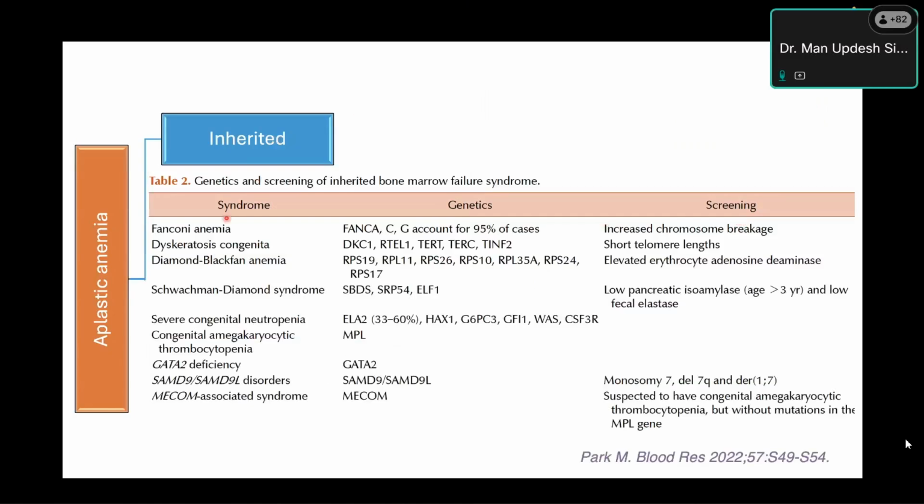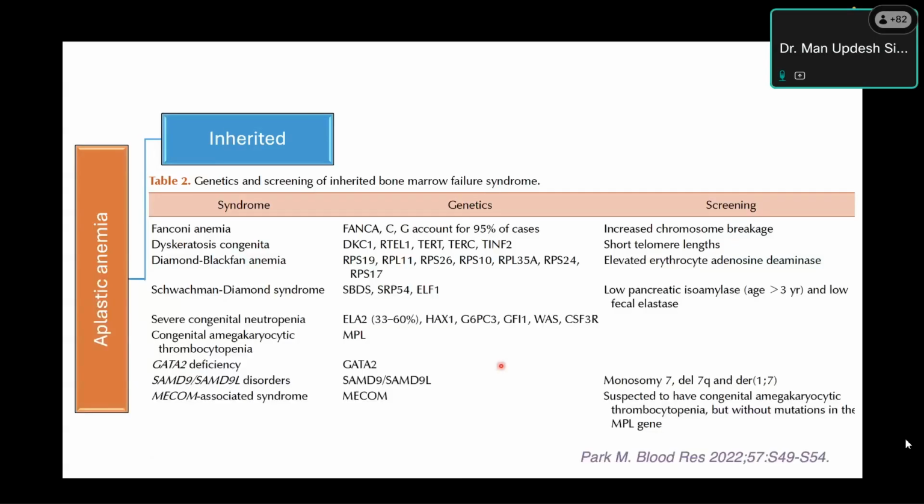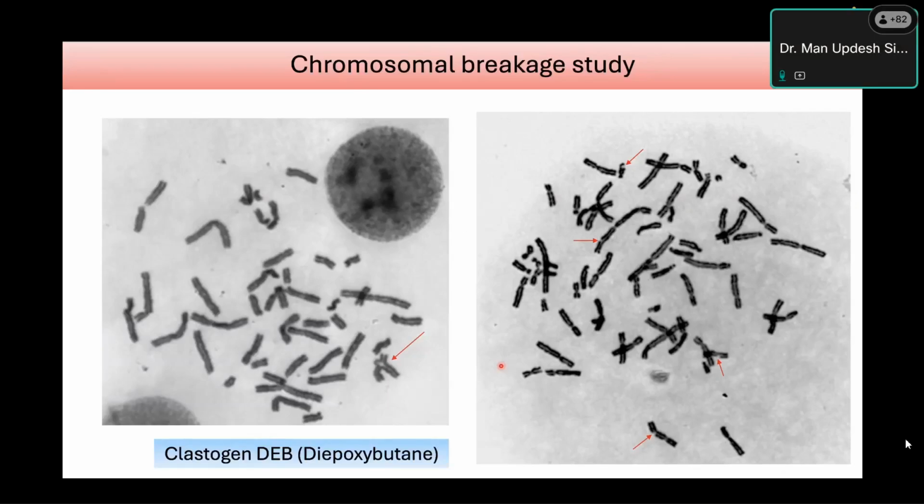Inherited, the common ones: Fanconi, dyskeratosis congenita, Diamond-Blackfan, Shwachman-Diamond. The rare ones: GATA2 deficiencies, SAMD9, MECOM, and there are other genes involved. So that's an important test for inherited. It's a sort of primitive test for today's time of NGS, but it helps at times.